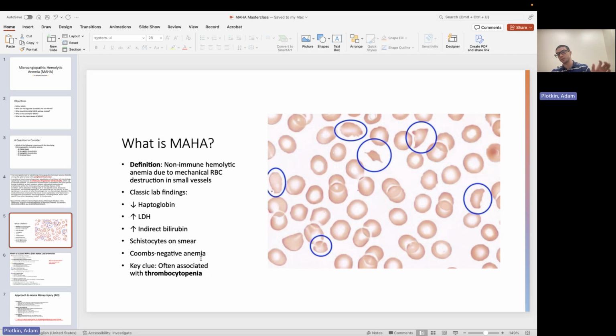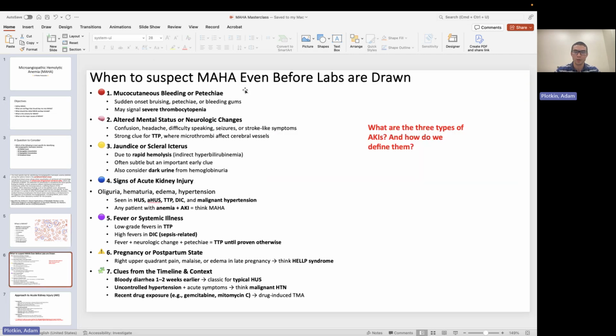Coombs negative, like Coombs positive, we're going to talk all about when we talk about autoimmune hemolytic anemia. So Coombs negative anemia means that there aren't antibodies attacking my red blood cell. The red blood cells are getting sheared for a different reason, right? In this case, it's usually due to mechanical stress, okay? So a key clue is that it's often associated with thrombocytopenia, and we're going to talk about why coming up. So when should you suspect MAHA even before we draw labs, right?